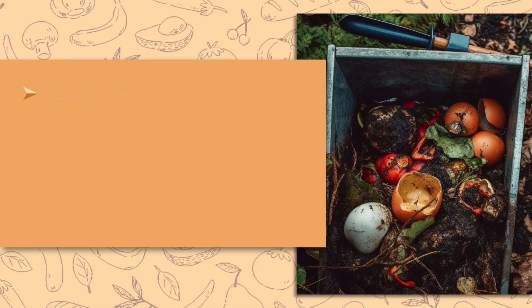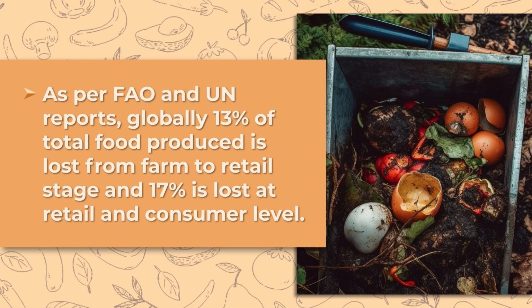So there is a huge quantity of waste produced in the food industry. Can you imagine how much food is wasted every year? If you see the data of the United Nations reports, globally almost 13% of the total food produced is lost from the farm to retail stage, and 17% of the total food produced is lost at retail and consumer level. So around 30% of the total global food production gets wasted at different stages throughout the food supply chain. That's a huge quantity.